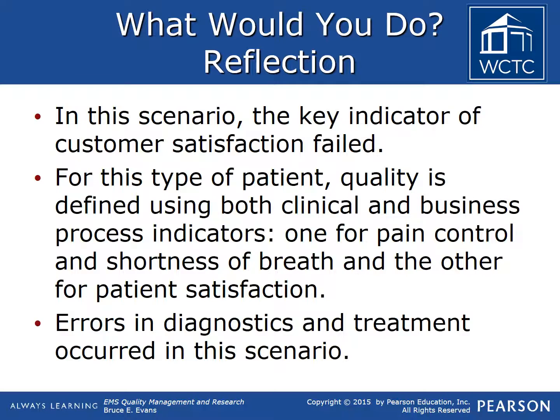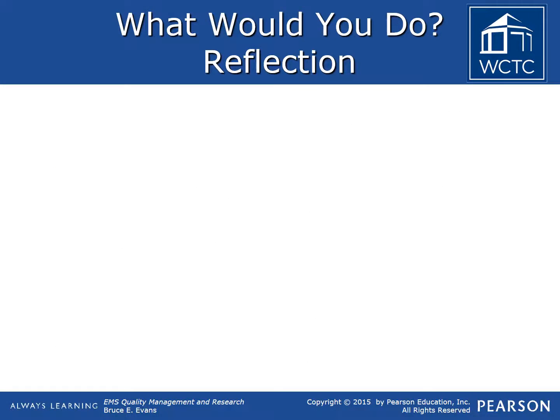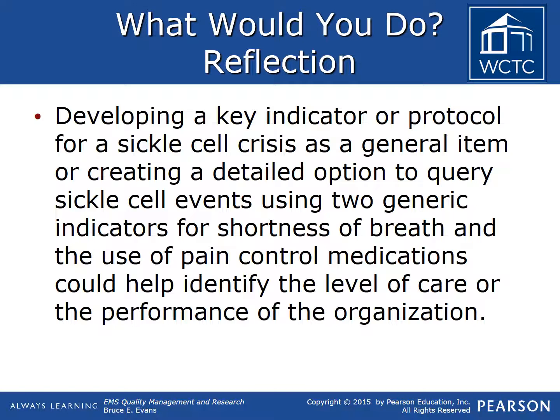Ultimately, errors in diagnosis and treatment occurred in this scenario. In identifying possible solutions to prevent a reoccurrence of this error, the service should probably work on developing a key indicator or protocol for a sickle cell crisis as a general item, or creating a detailed option to query sickle cell events using two generic indicators for shortness of breath and the use of pain control medications. Such an indicator could help identify the level of care or the performance of the organization as it relates to this particular type of error.